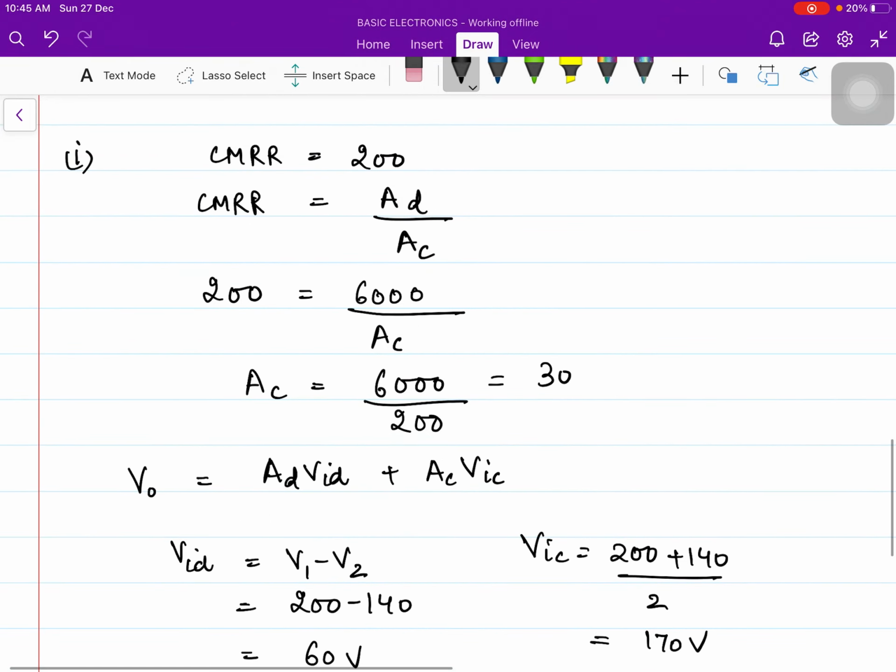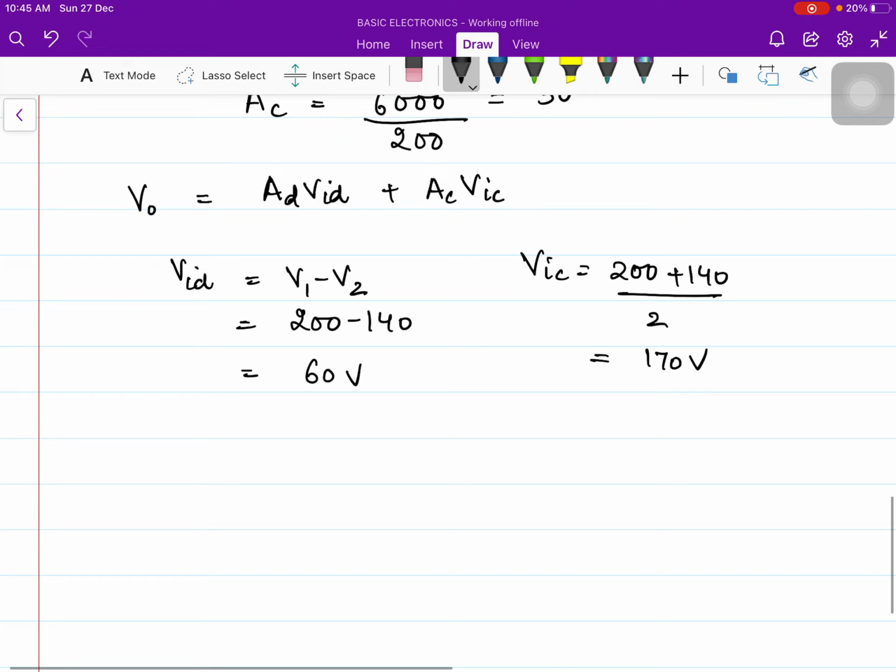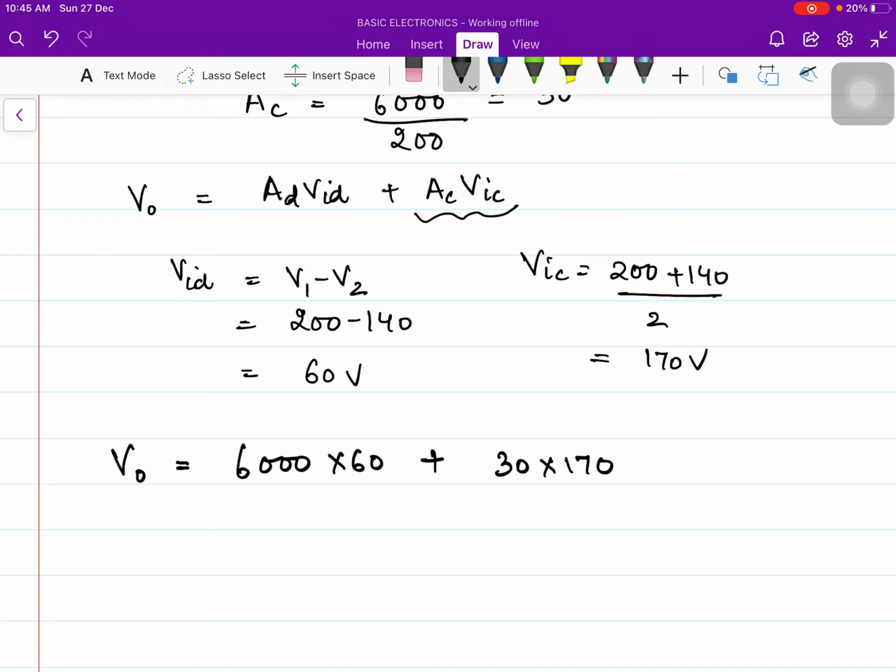Now as you can see, when you have calculated AC is very less, so always this part is going to be very less. That is why in the general formula which we talked about in the first lecture of op-amp, we only talked about V naught equals AD into VID, that is AD into V1 minus V2. So V naught is equal to AD is 6000 into 60 plus AC is 30 into VIC, that is 170, and hereby you are getting 365100 volt. So V naught is this.